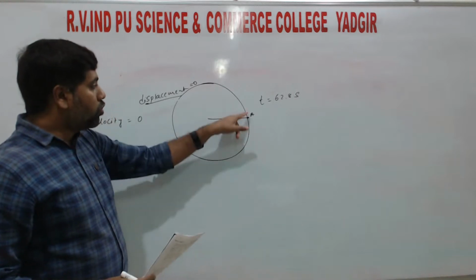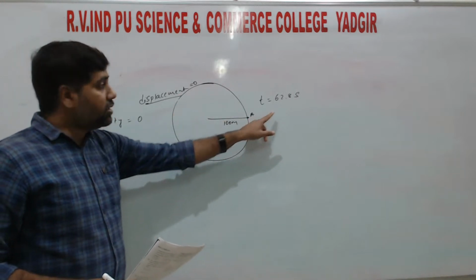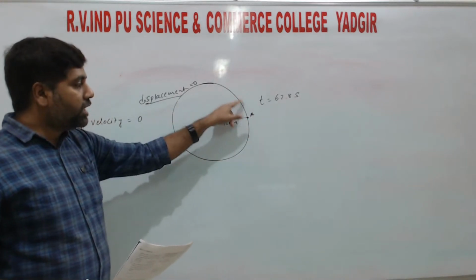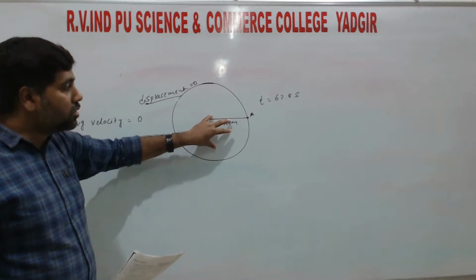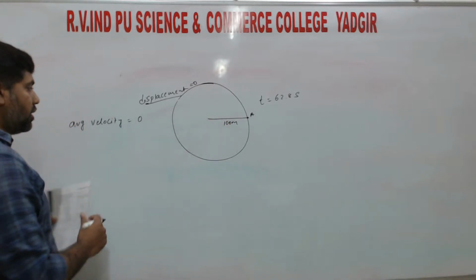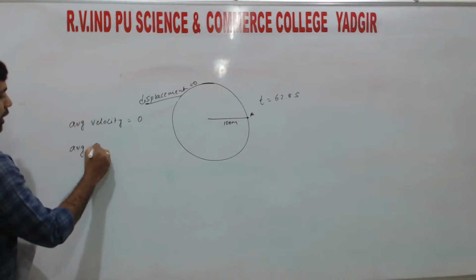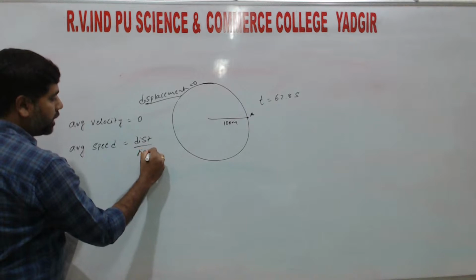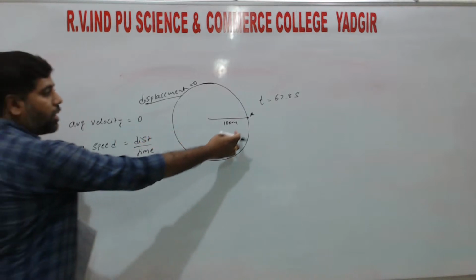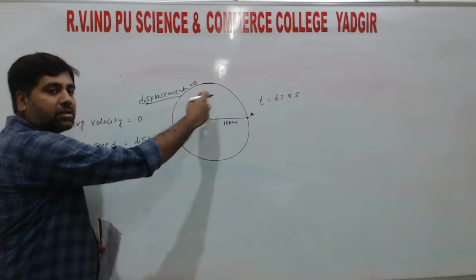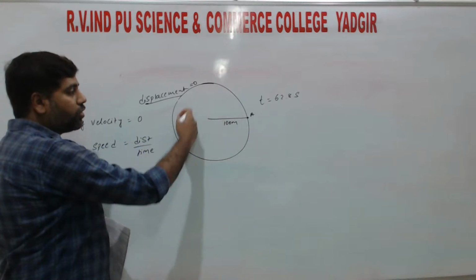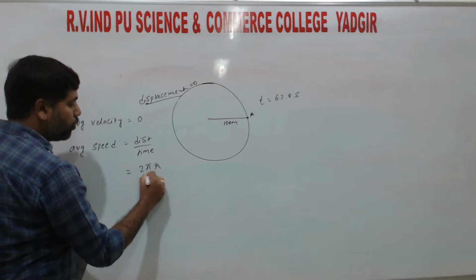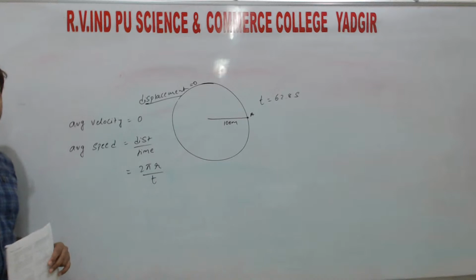So average speed is the total distance traveled by the car in time 62.8 seconds. So the total distance is along the circular path. So distance gives the circumference of the circle, right? So average speed is equal to distance by time. Since the car travels along the complete circular path, asked for one circular loop, the distance is the circumference of the circle. So the formula is 2 pi r divided by time t, right?